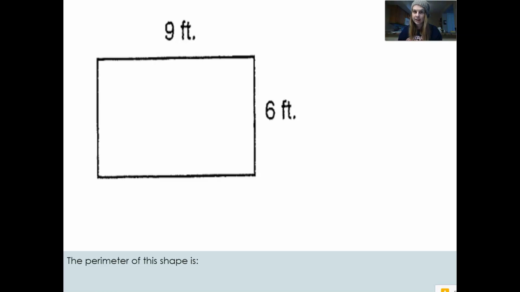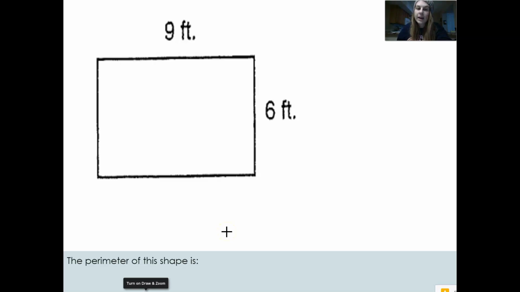And a lot of mistakes that I've been seeing is that we're only adding up the sides that are labeled. For example, you notice that this is labeled 9 feet and this is labeled 6 feet. So if you add 9 plus 6, that equals 15. So my perimeter is 15 feet? Not quite, because we still have 2 additional sides that we need to add together.